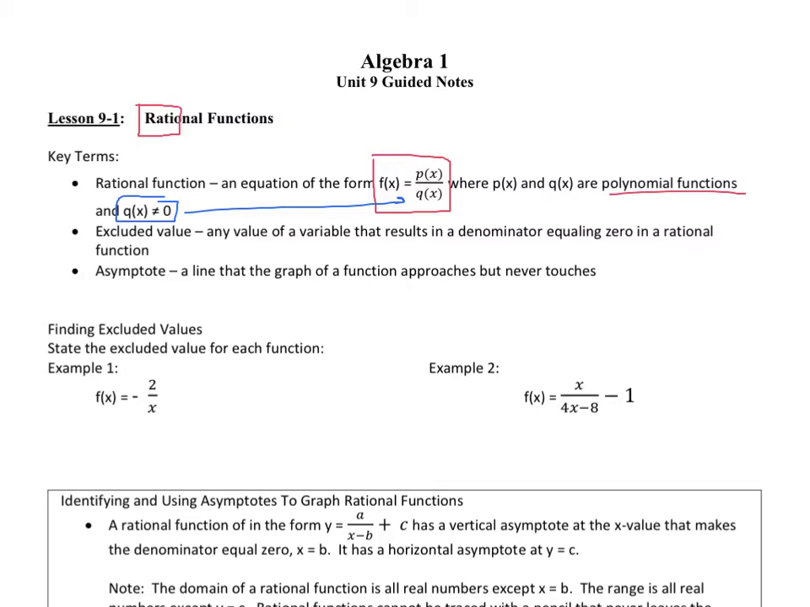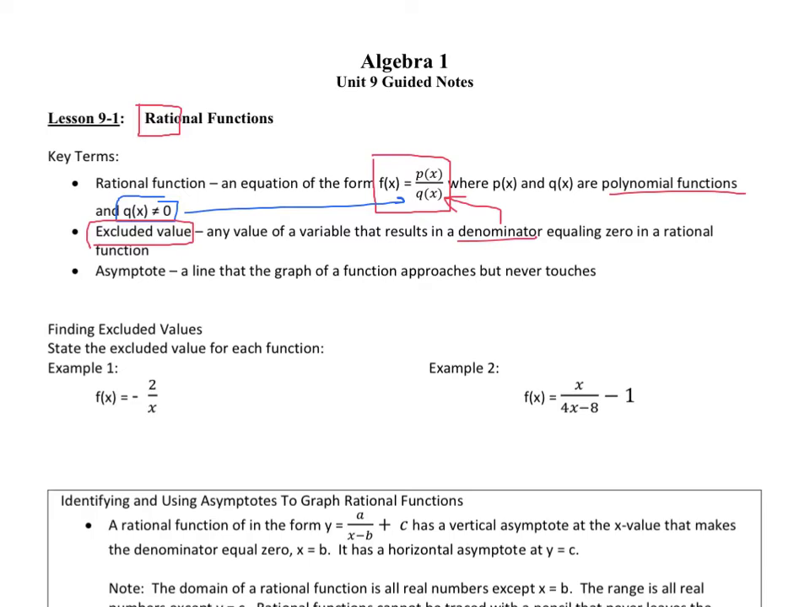Whatever causes that denominator to become 0 is called an excluded value. So again, an excluded value is any value of a variable that results in the denominator, the bottom of the fraction, equaling 0 in a rational function.